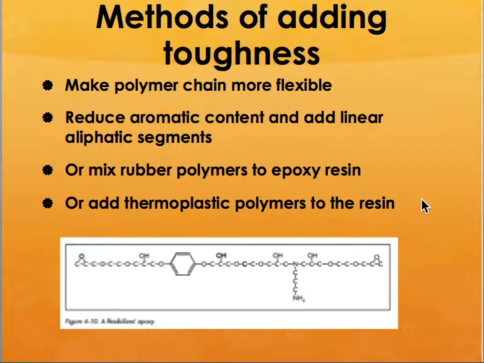So in order to do that, you have to make the polymer chain more flexible. So you can add aromatic content and add linear aliphatic segments. Or what you do is you add rubber polymers between, or you add rubber particles, or you add what are called thermoplastic polymers to the resin system. So that gives some kind of a flexibility and plasticity to the matrix.